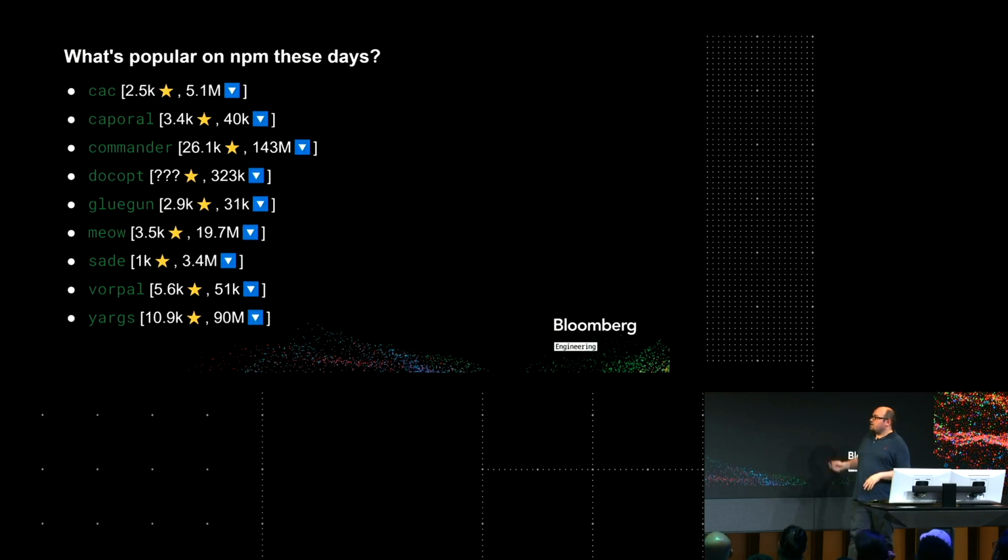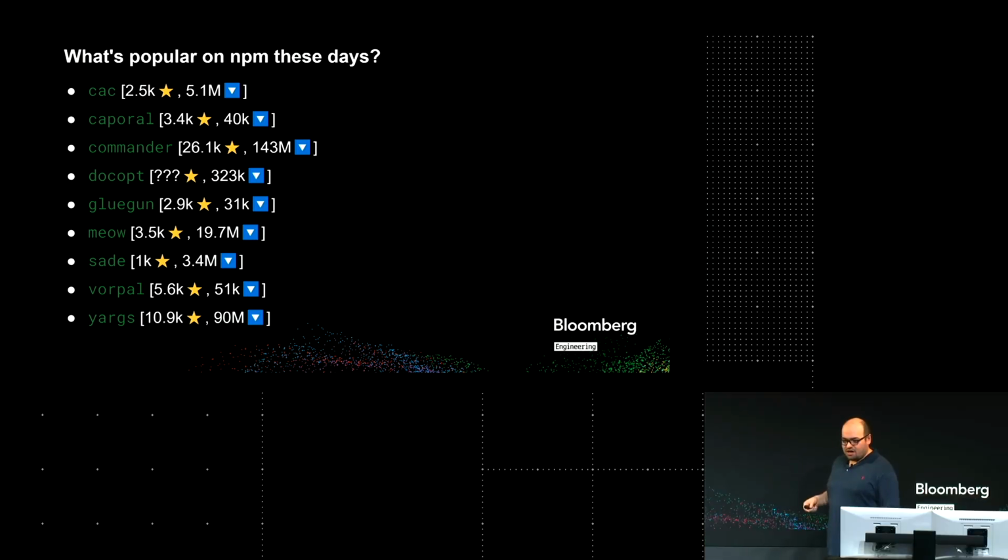These are a selection of NPM packages that deal with command line parsing. The very popular Commander has 143 million weekly downloads. Yargs is also very popular. I also searched for ones that I wasn't as familiar with. This one right here, for example, is not pronounced Sade. It is pronounced Sade. But yeah, there's a lot of these, including DocOpt, which has been ported from multiple different languages. But what can we say about these?